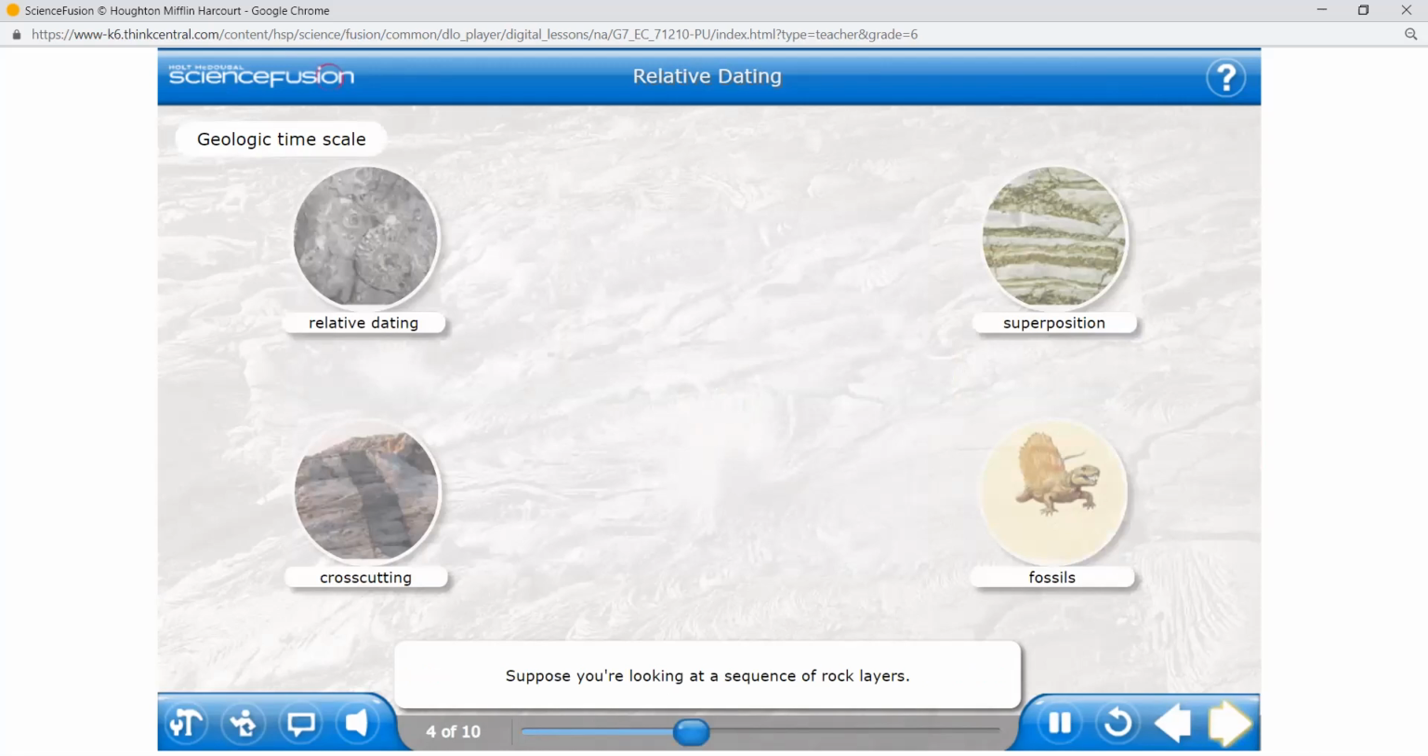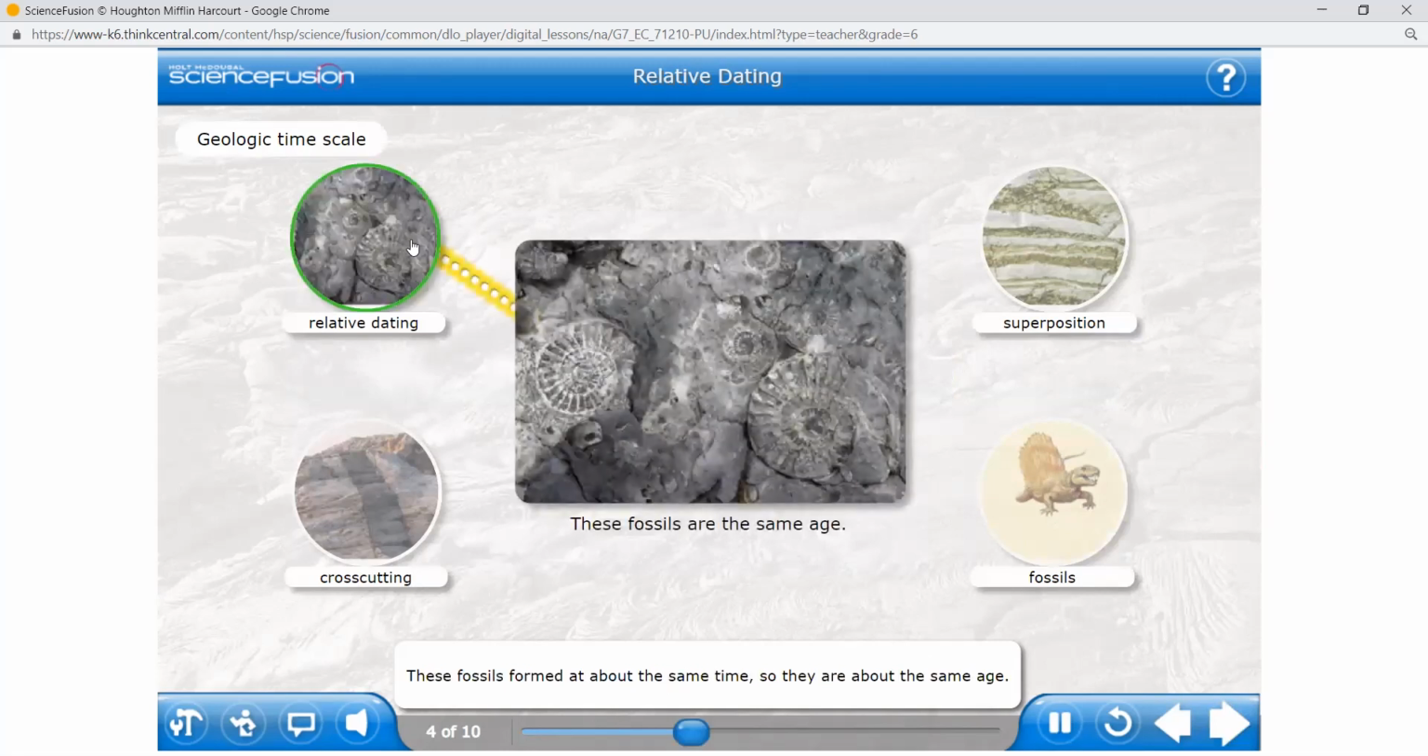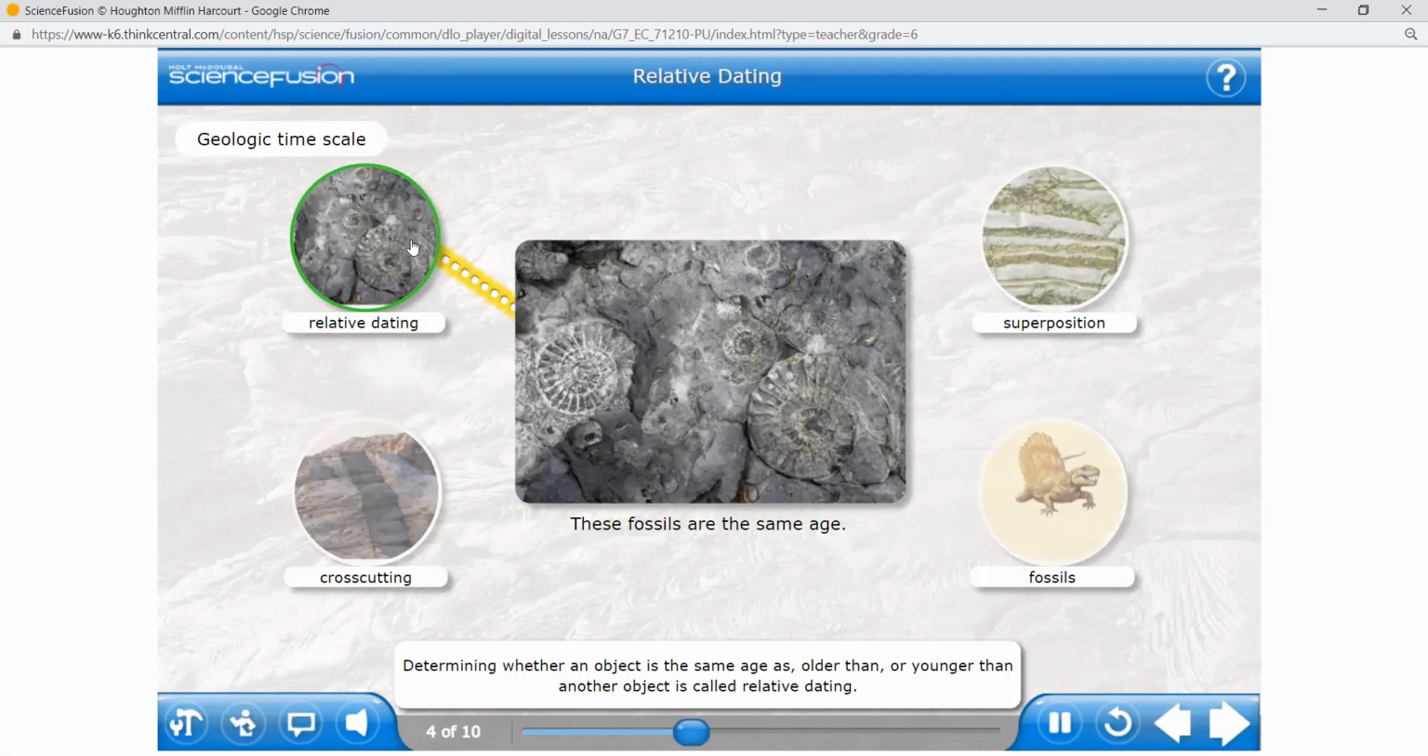Suppose you're looking at a sequence of rock layers. Is there any way to tell which rock layer is oldest? Click the pictures to find out. These fossils formed at about the same time, so they are about the same age. Determining whether an object is the same age as, older than, or younger than another object is called relative dating.